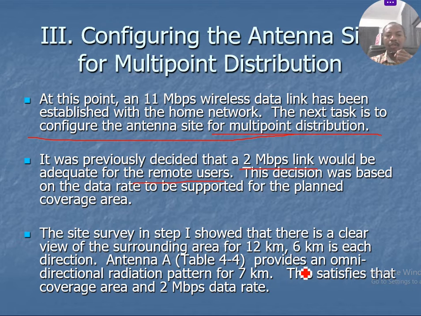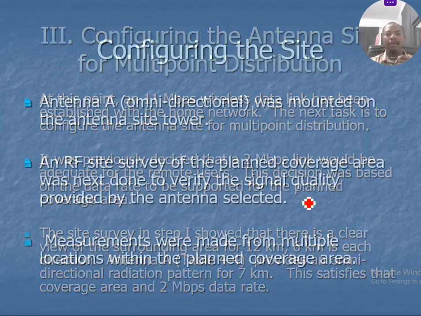Now antenna A, which provides an omnidirectional radiation pattern, can cover about 7 kilometers in all directions. So if you look at a single line of sight from one side of the antenna to the other, you have about 14 kilometers. This satisfies the coverage area for 2 megabit per second. So if you choose 2 megabit per second, the coverage area is about 7 kilometers. Let's move on quickly for the sake of time.